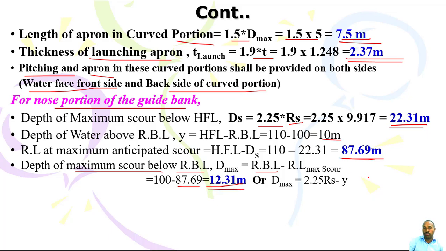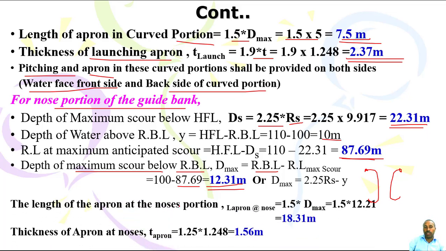This is at the nose portion of the guide bank, which is just like this. You have upstream and downstream curved. So nose means at this point. For curved you have, and for straight portion also you have. So we will have 12.31 meter. Then the length of the apron at the nose portion will be 1.5 times D max. This is the length, the same 1.5 times D max, 80.31. And the thickness of apron at the nose portion will be 1.248 times thickness, 1.6 meter.